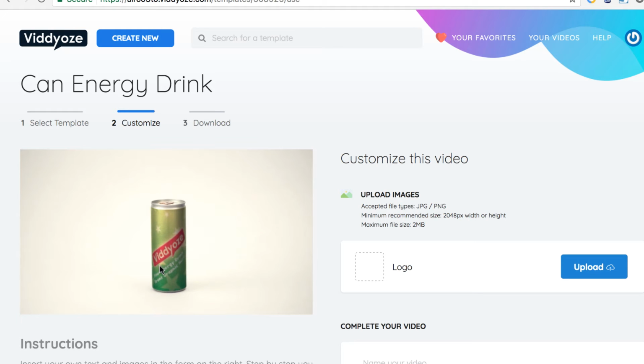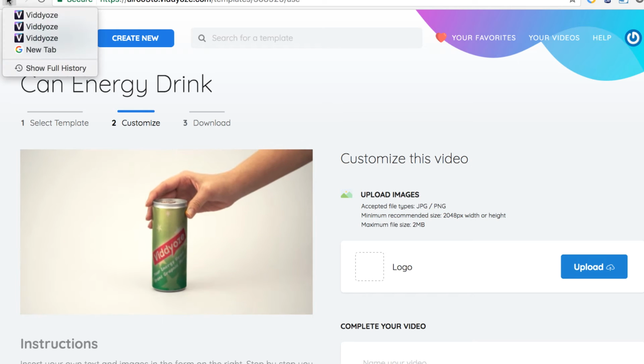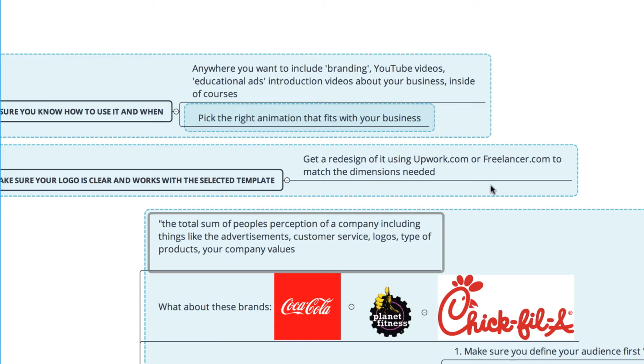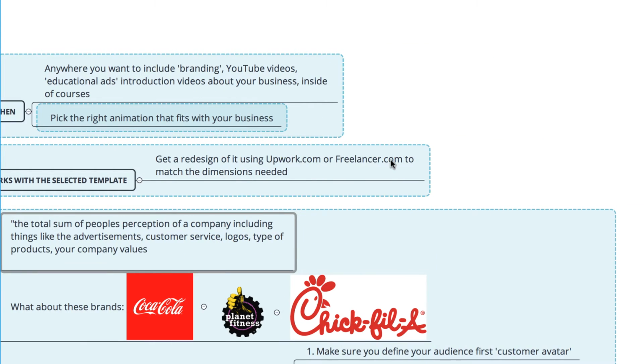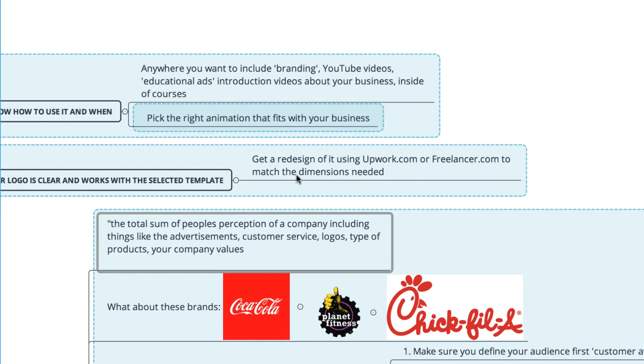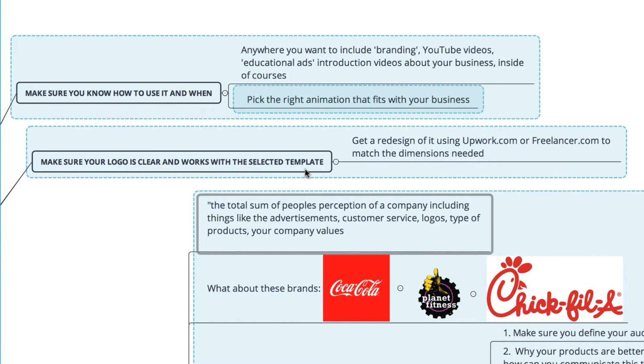You want something that's spelled out more than just the square, something more rectangular. So if you need to, go to places like Upwork or Freelancer and get a redesign of your logo, or at least a different version of your logo with maybe some different colors to match the dimensions needed for your video.